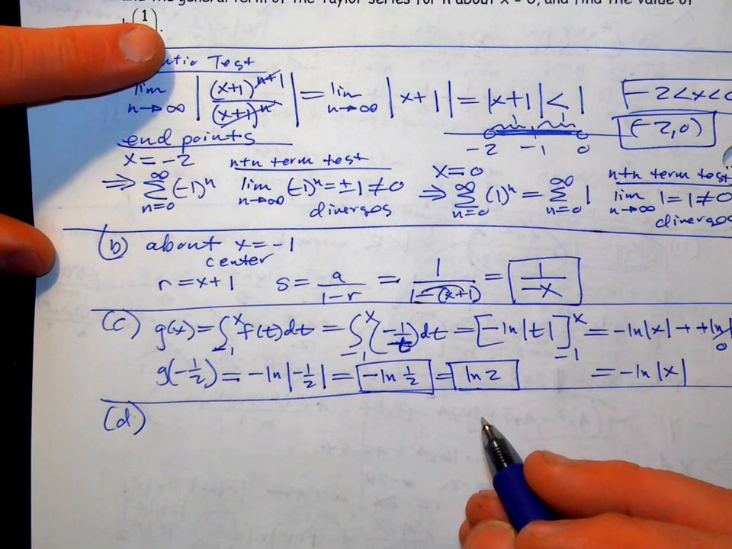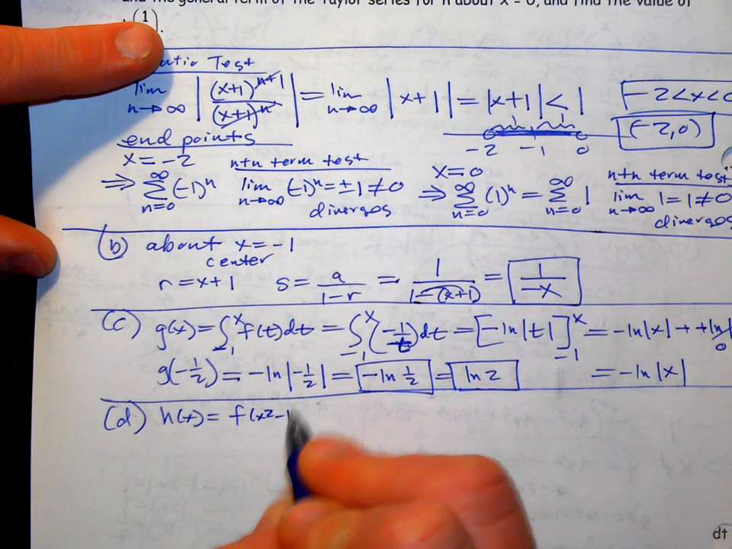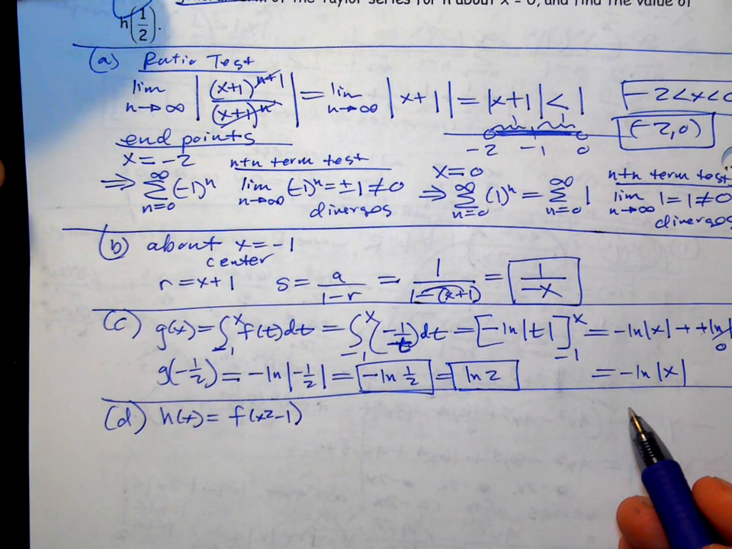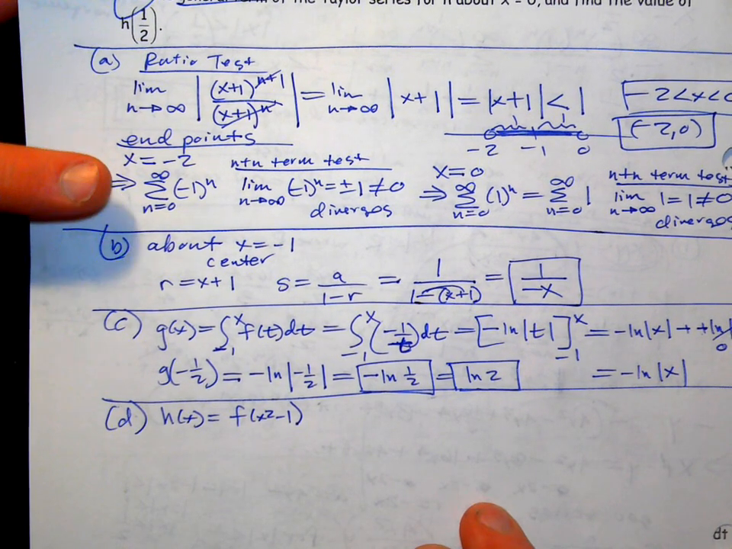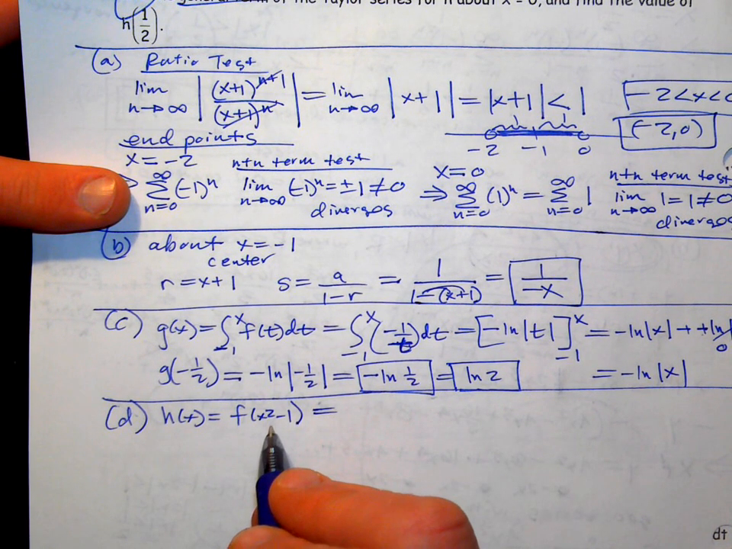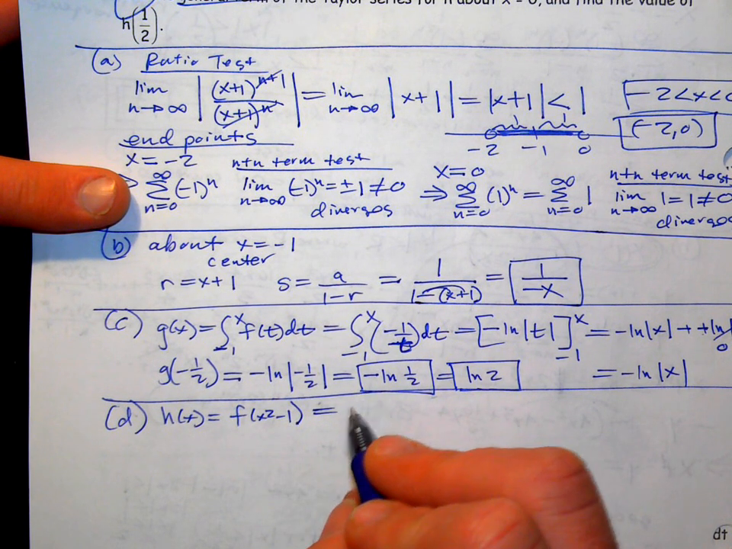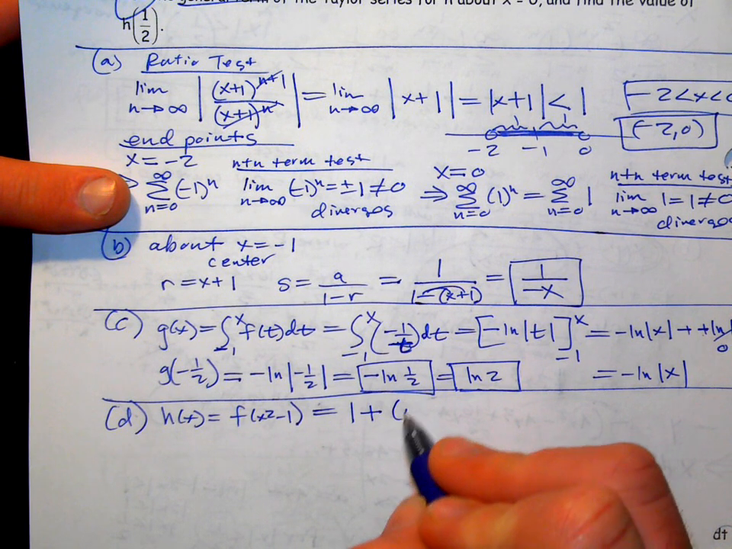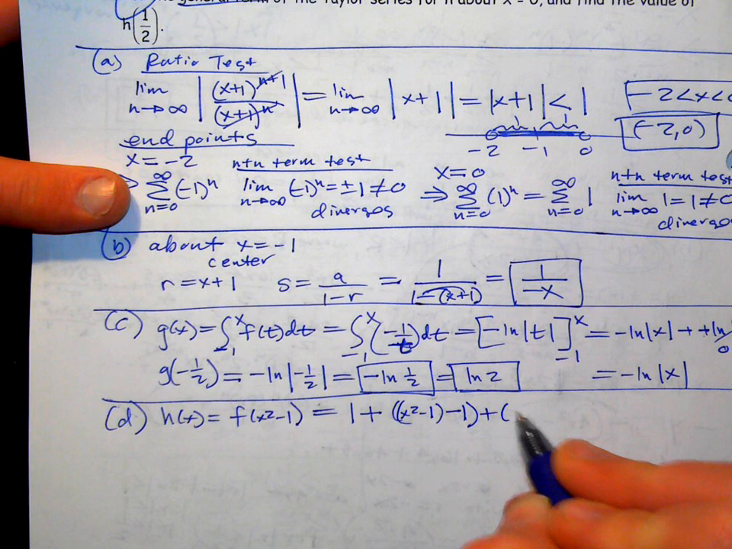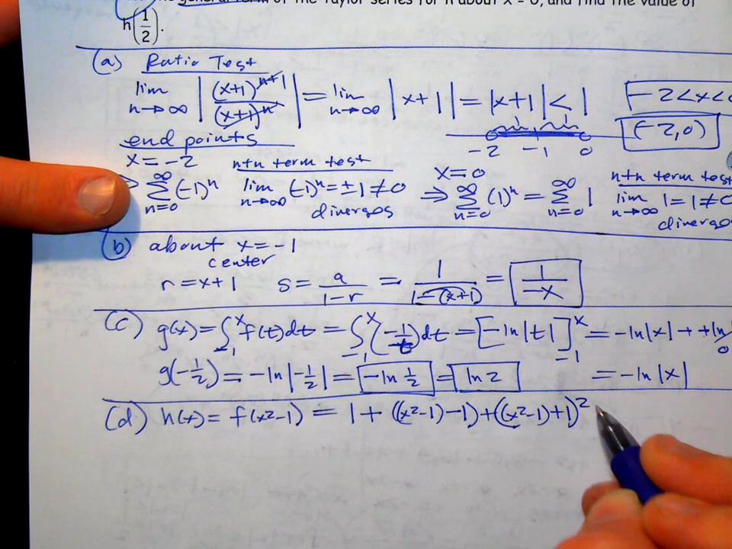And then D, let h be a function, h of x equals f of x squared minus 1. Find the first 3 non-zero terms and the general term of the Taylor series for h about x equals 0, and then find the value of h of 1/2. So we already have this function up at the very beginning, and we're going to plug x squared minus 1 in for all the x's.